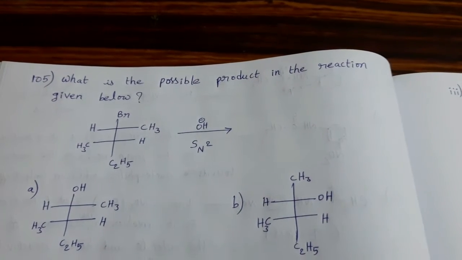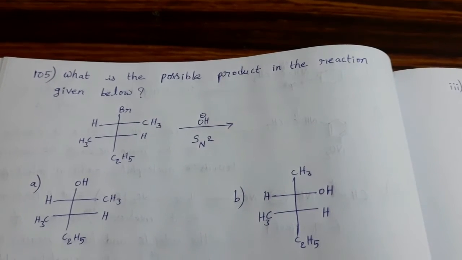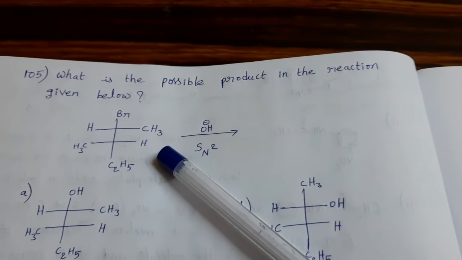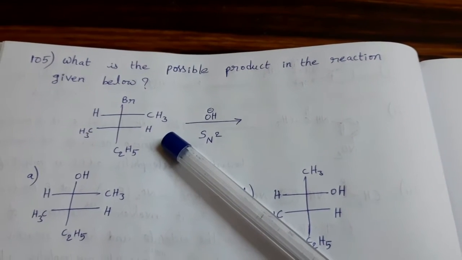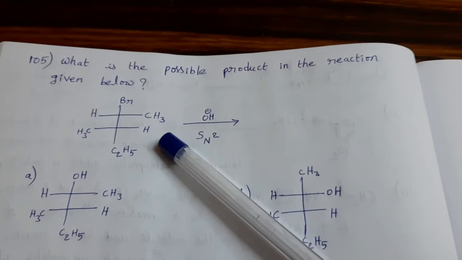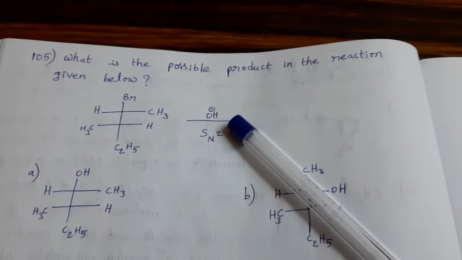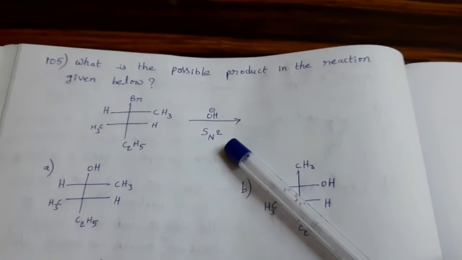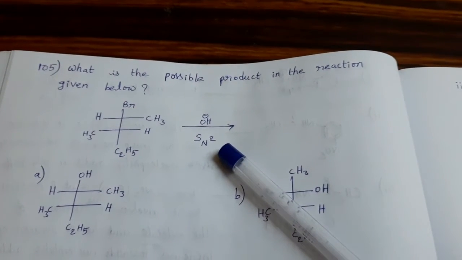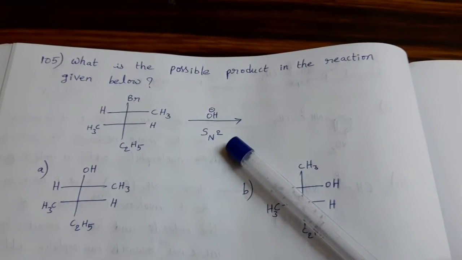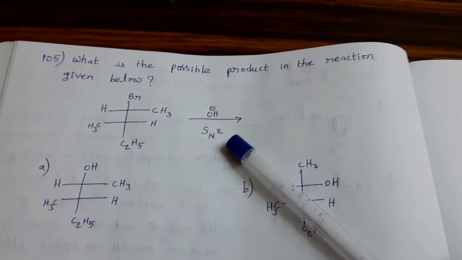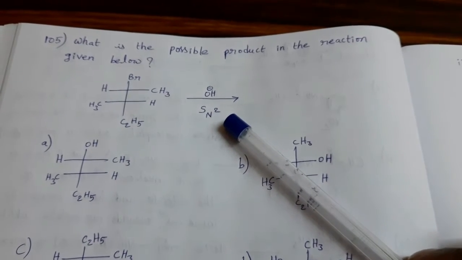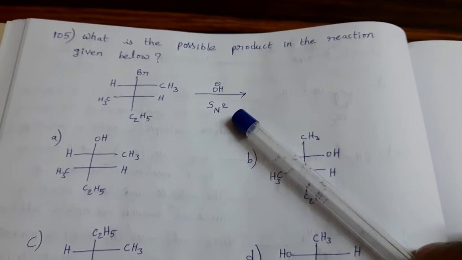Now see the explanations for forensic laboratory exam. What is the possible product in the reaction given below? So an alkyl bromide is given. It is treated with base, OH minus hydroxide ion, and undergoes SN2 reaction, bimolecular nucleophilic substitution reaction. We know that in this SN2 reaction, inversion takes place. That means configuration is changed in the product compared to reactant.